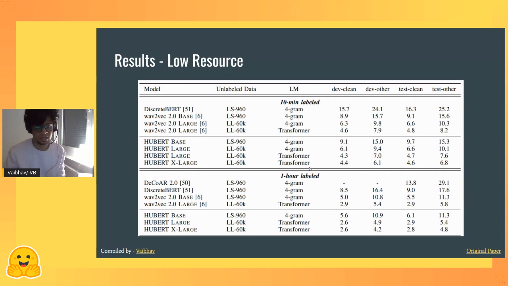Within 1 hour, you can also see a considerable difference. I'm just comparing Wave2Vec 2.0 large and HuBERT X large. So this is 2.6, this is 4.8, this is 5.8. I think another thing to mention here is that HuBERT X large is a billion parameter model, whereas I think it's a bigger model than Wave2Vec 2.0 large. I'm not 100% sure on that. If anyone remembers that, then please feel free to chime in and tell us about that.